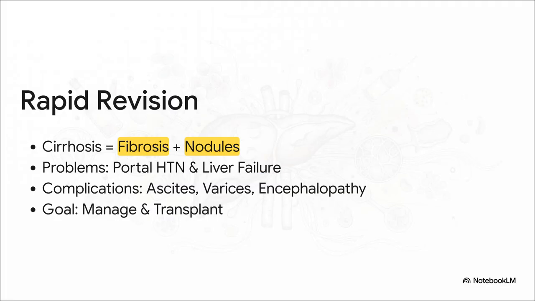All right, let's do a super quick recap. The essentials. Cirrhosis is fibrosis plus nodules. This creates 2 huge problems: portal hypertension and liver failure. These lead to the big 3 complications: ascites, varices, and encephalopathy. And our treatment goal? Manage those complications, and when the time is right, consider the patient for a transplant.